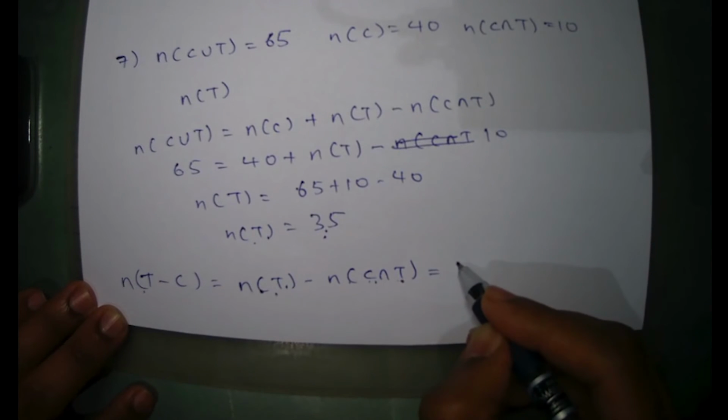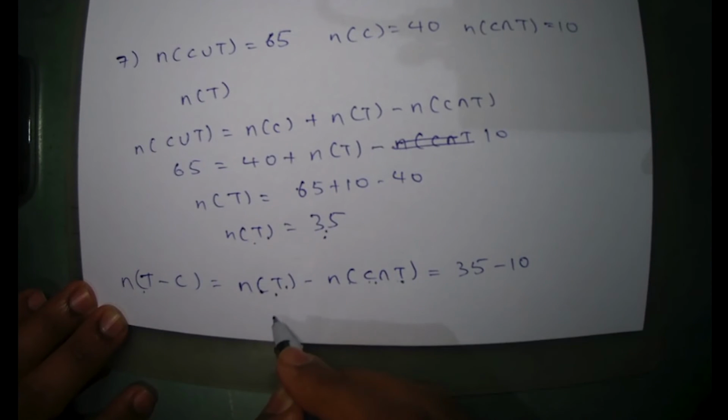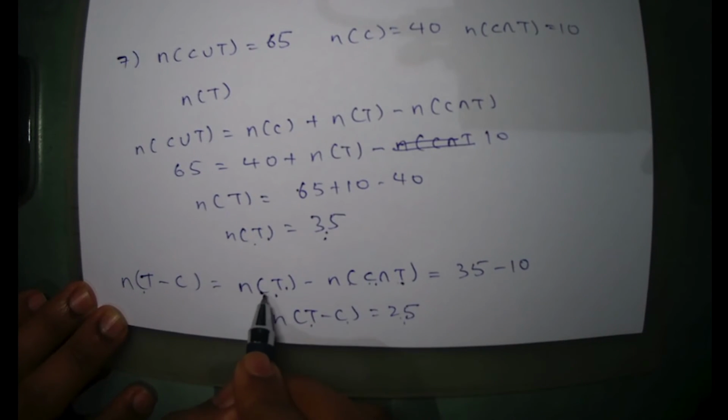So that is nothing but 35 minus 10 equal to 25. So number of people who like only tennis and not cricket is 25, which we get by subtracting number of people who like both cricket and tennis from number of people who like tennis. So we get number of people who like only tennis is 25.